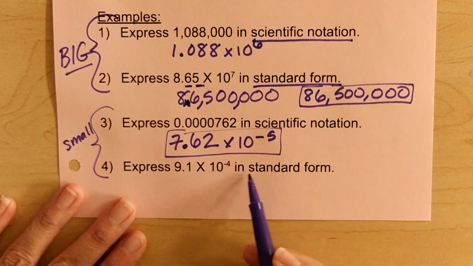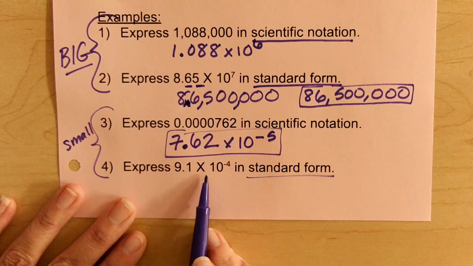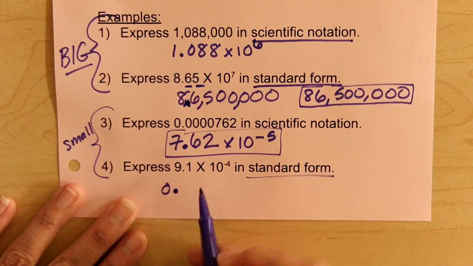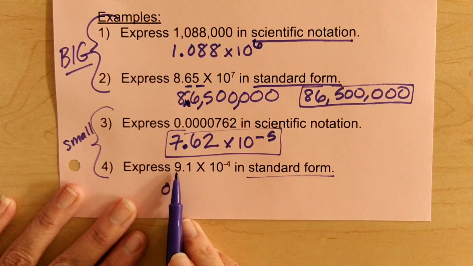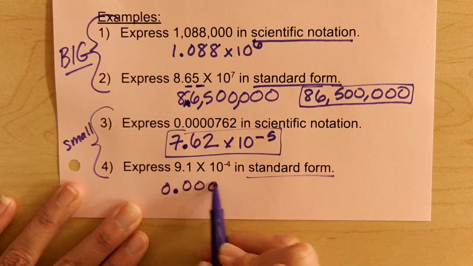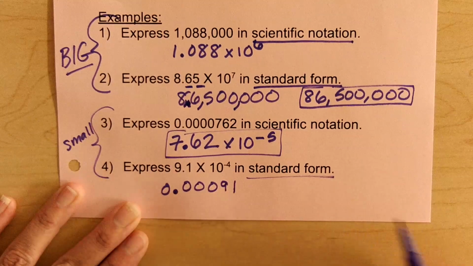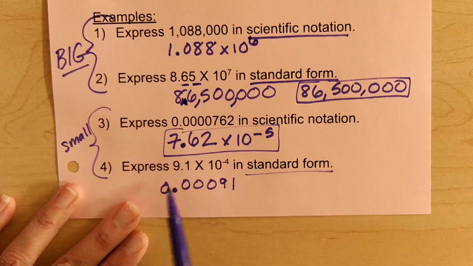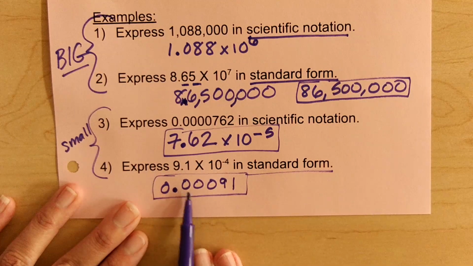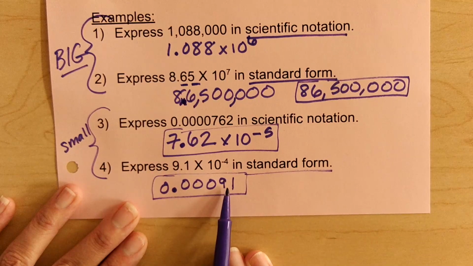Okay, this one, negative 4. So that tells me my number is a small number. So I should have 0 point. So I already have a 9 and I'm moving 4 places. So that means I'm going to add 3 zeros and then 9, 1. So I can always double check, move over 1, 2, 3, 4 places. Now I'm behind the 9.